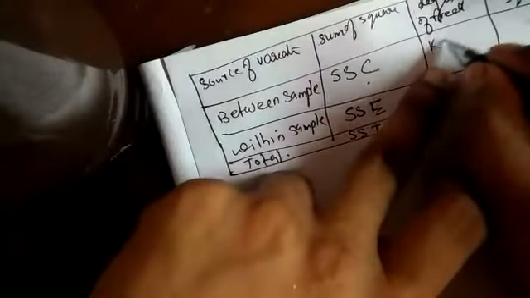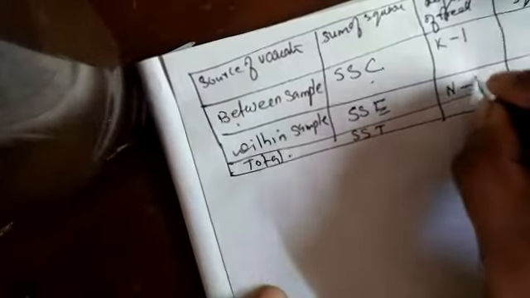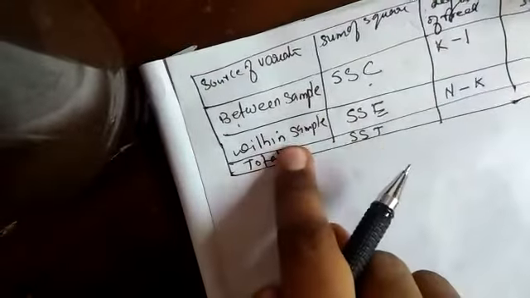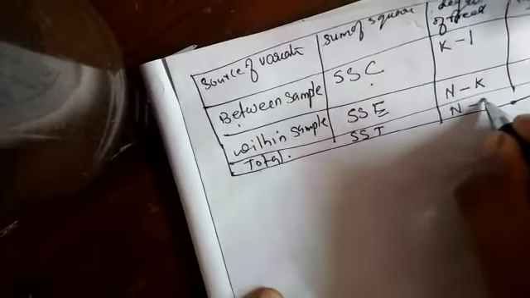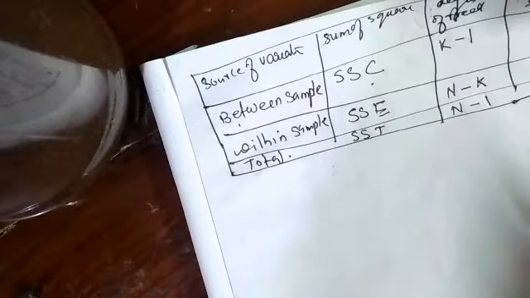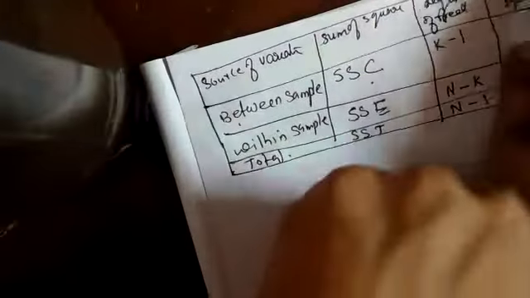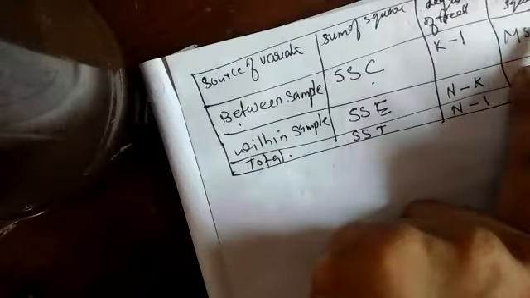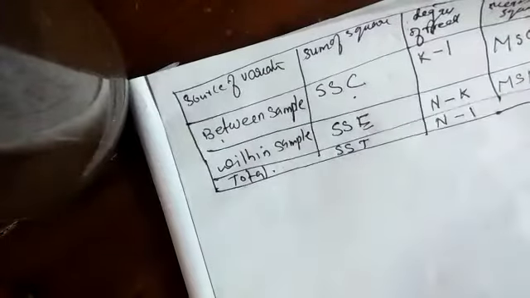Next, K minus 1 is the degrees of freedom of between samples. N minus K is the degrees of freedom of within samples. N minus 1 is the degrees of freedom of total. Next, you can find the corresponding mean values, MSC and MSE. This is the ANOVA table.